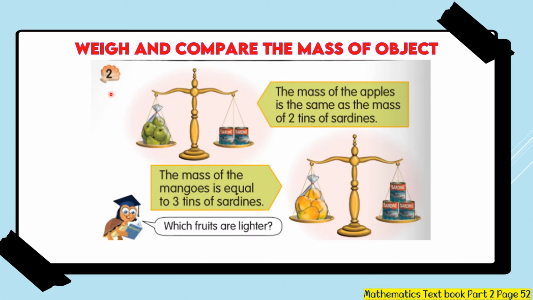Look at example 2. The mass of the apples is the same as the mass of 2 tins of sardines. The mass of the mangoes is equal to 3 tins of sardines. The tins of sardines are used as a non-standard unit here. Based on the numbers of tins of sardines, we can compare the mass of the apples and the mangoes. So, which fruits are lighter? 2 is less than 3. So, the apples are lighter than the mangoes.